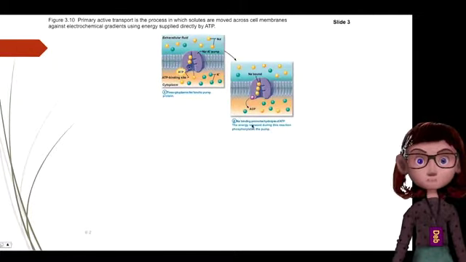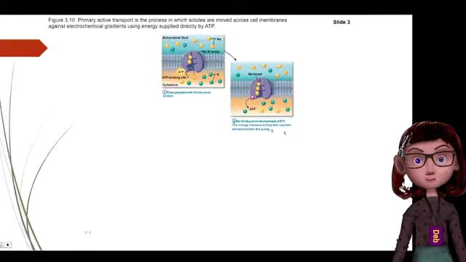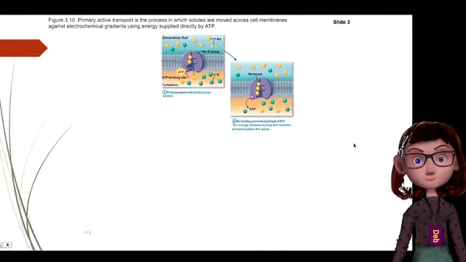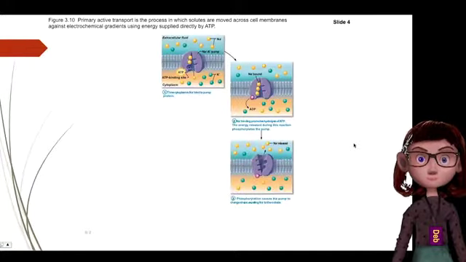The sodium binding actually promotes the hydrolysis of ATP, and the energy that's released during this reaction will phosphorylate the pump, basically activates the pump. So this phosphorylation causes the pump to change shape, and it will expel those 3 sodium ions to outside the cell.